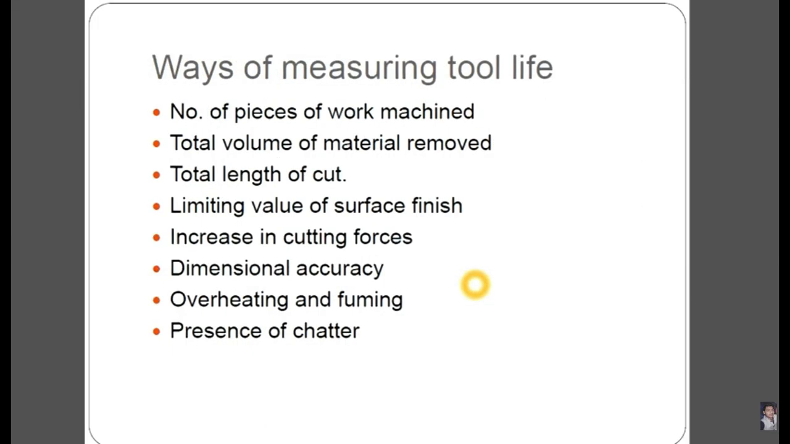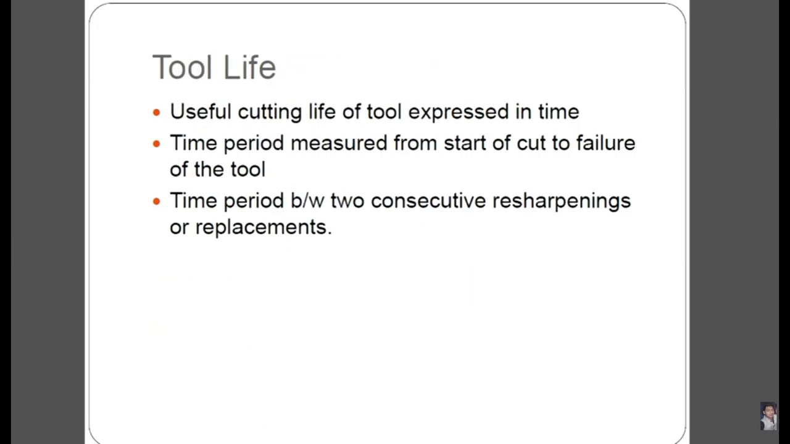Next we discuss tool life. What is tool life? During machining, the cutting edge of the tool gradually wears out and does not perform satisfactorily. When the wear reaches a certain stage, the tool is said to have lost its utility and its life is over. So, it is called tool life. Useful cutting life of a tool is expressed in time. The time period is measured from the start of the cut to the failure of the tool, or the time period between two consecutive resharpenings and replacements.